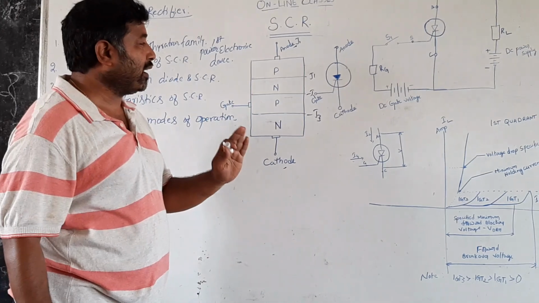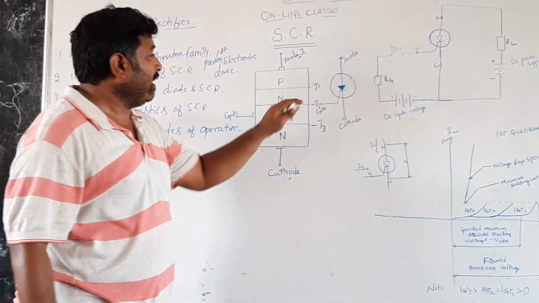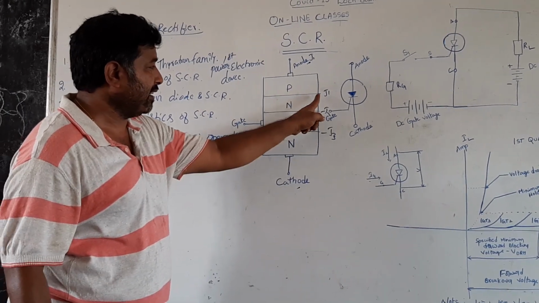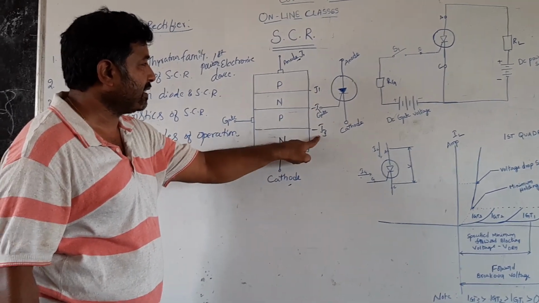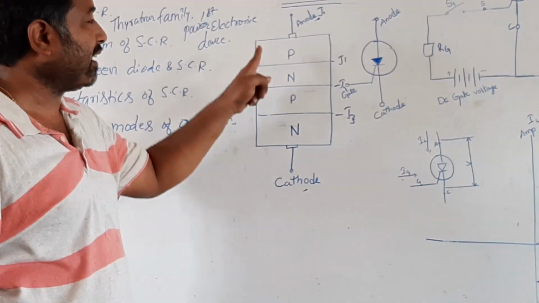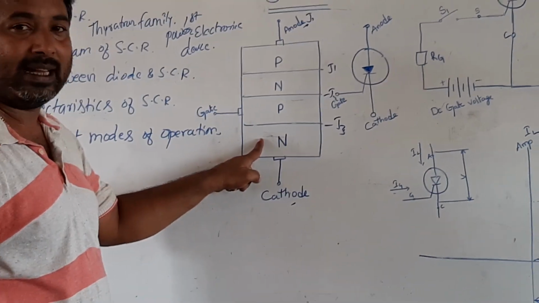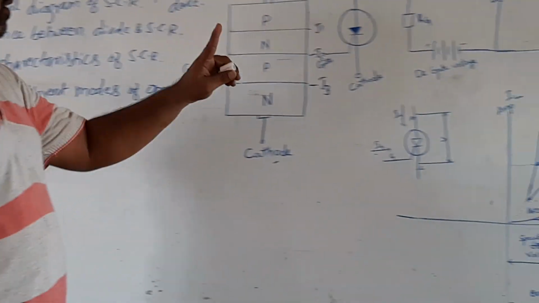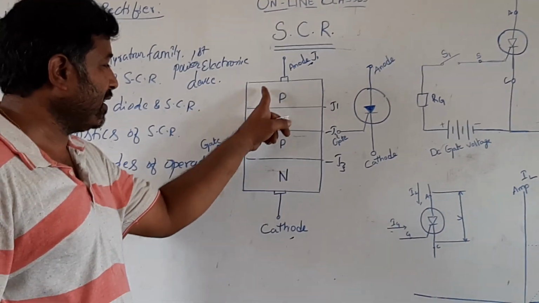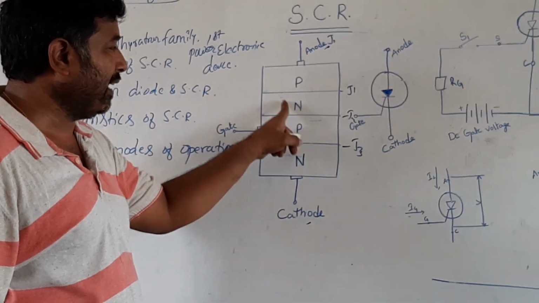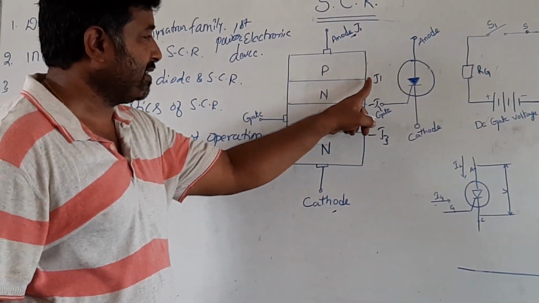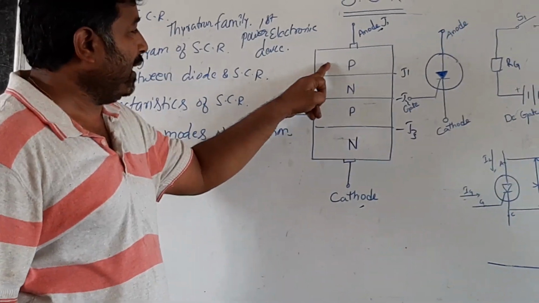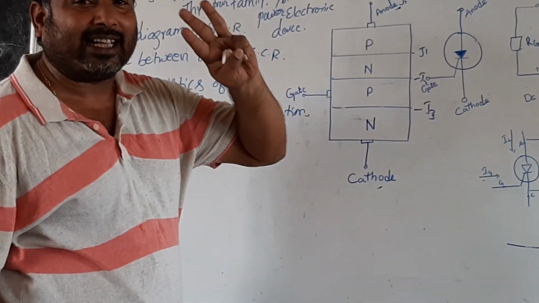In a rectifier, we have only one junction. In an SCR, we have three junctions: junction 1, junction 2 and junction 3. Two PN junctions are connected like this, PN and PN. In a diode, we have only two terminals, whereas here we have four layers, P N P N, and three junctions, and we have three terminals.